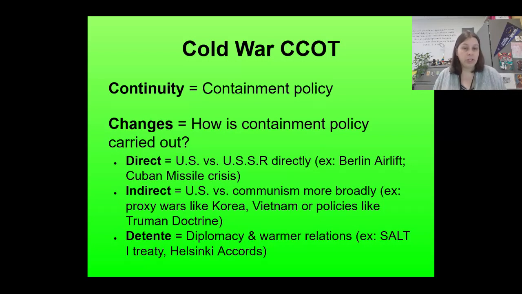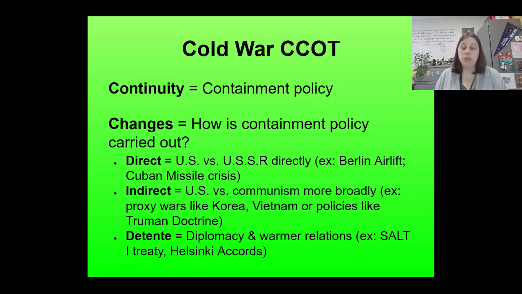One type is direct confrontation. This is where the United States and the Soviet Union are directly confronting each other about something. And it tends to feature the United States and the Soviet Union sort of battling it out, as much as the Cold War includes battles more directly.